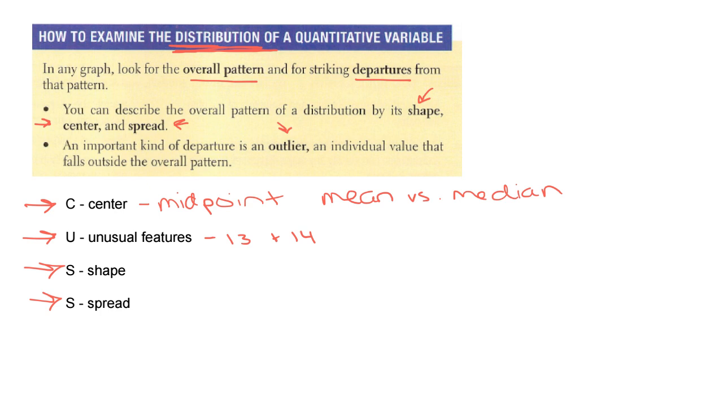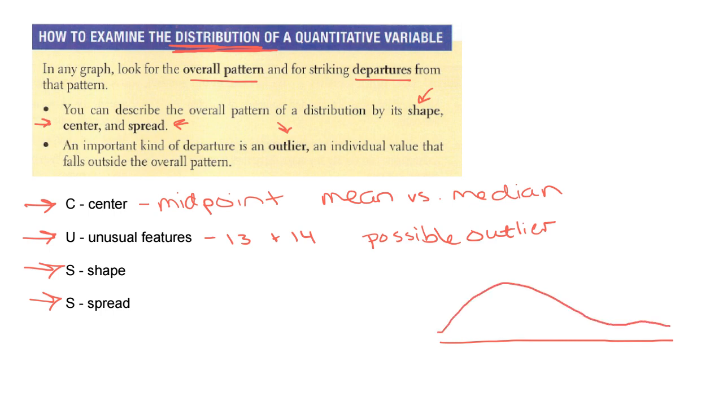Later, we will have ways to calculate outliers. For now, we would say things like it's a possible outlier because we haven't calculated it yet. For shape, we're looking at things like how many peaks does it have? On that dot plot we just did, the overall shape is kind of like this, right? So we're looking for the main peak, if there is one peak.